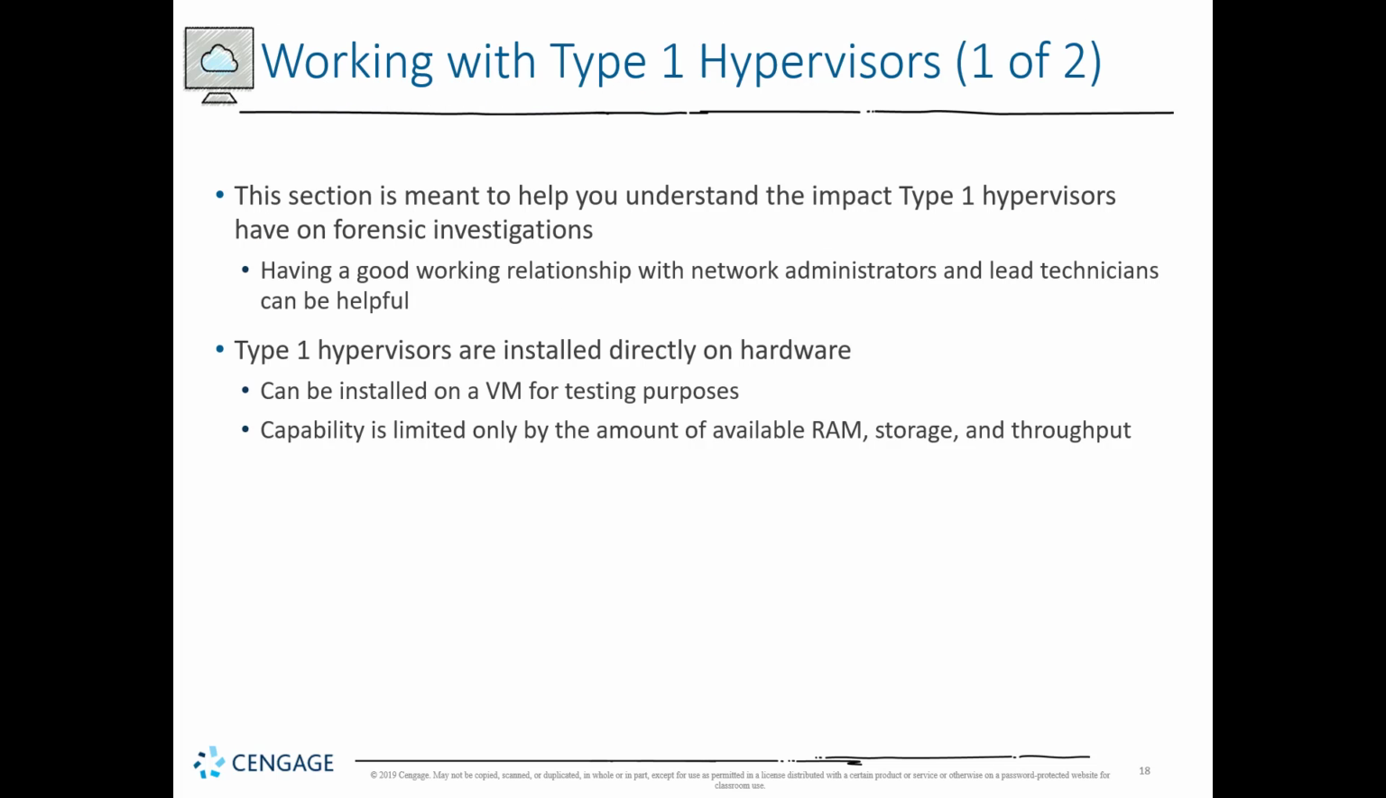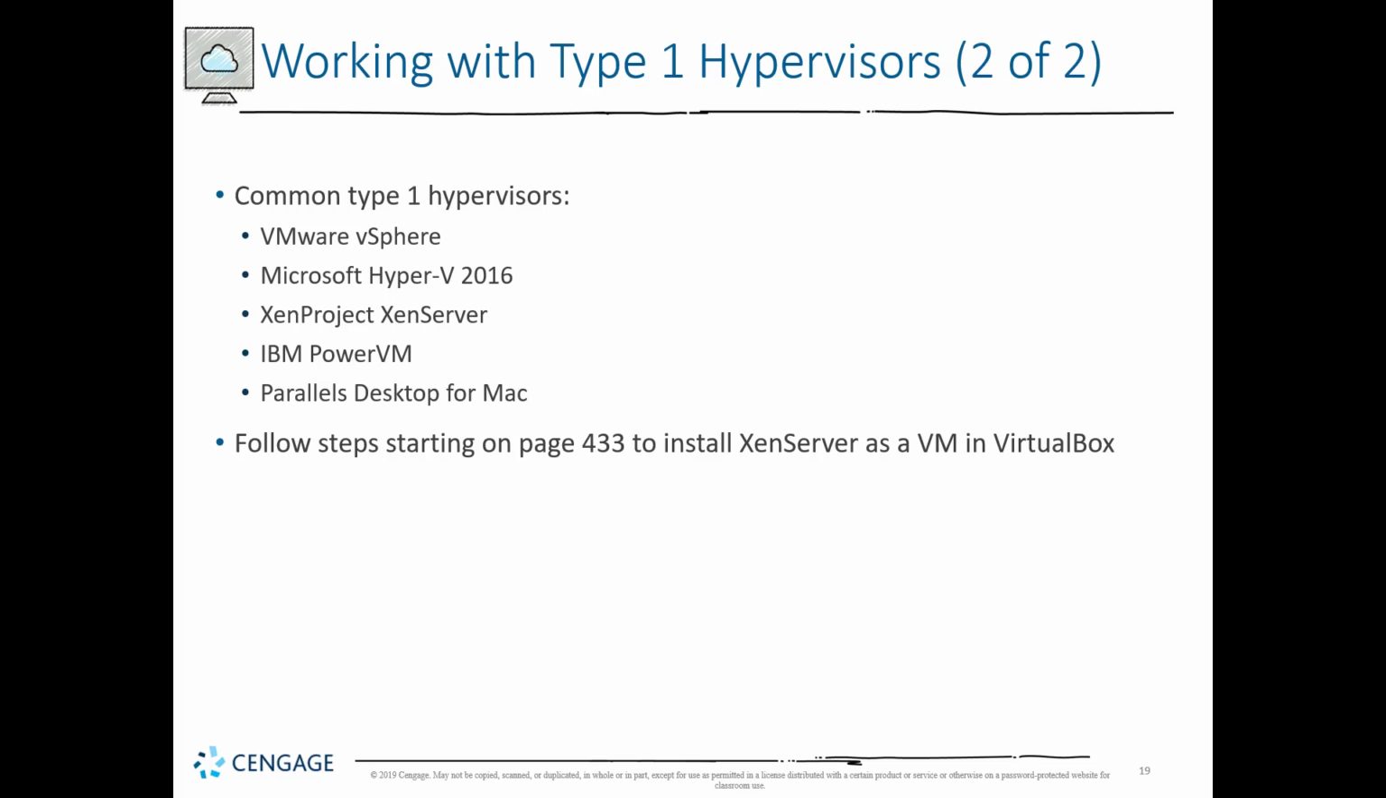So what about when you have to work with a Type 1 hypervisor? Again, a Type 1 hypervisor is meant to only run on top of the hardware. So this section is more of an understanding of Type 1 hypervisors in forensics investigations. Having a good working relationship with the technical people, server and network administrators, can be extremely helpful. Type 1 hypervisors are installed directly on the hardware, and then the VMs sit directly on top of that. Type 1 hypervisors are Microsoft Hyper-V, Xen Server from Citrix, or VMware vSphere. And then again, there are some Mac variations as well as Linux variations.